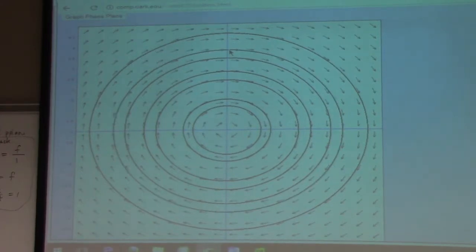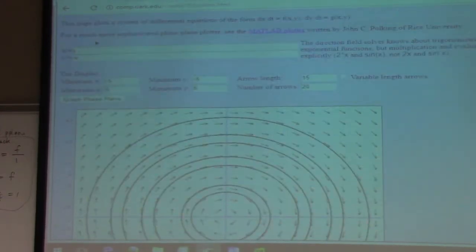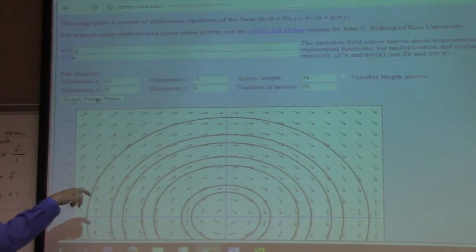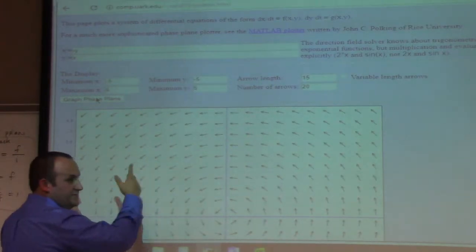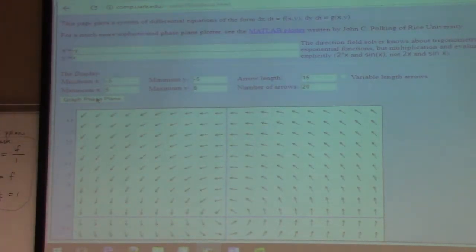Isn't that beautiful? Now, what would happen if I put the minus on the y, and I put the plus on the x? What happens then? So these are clockwise. Counterclockwise. So the choice of sign will determine orientation.